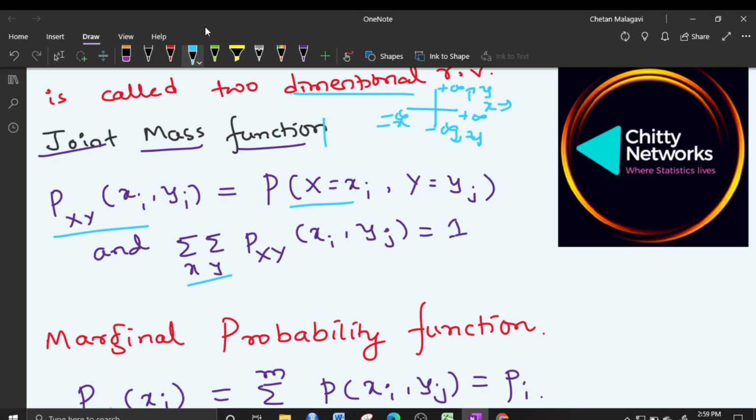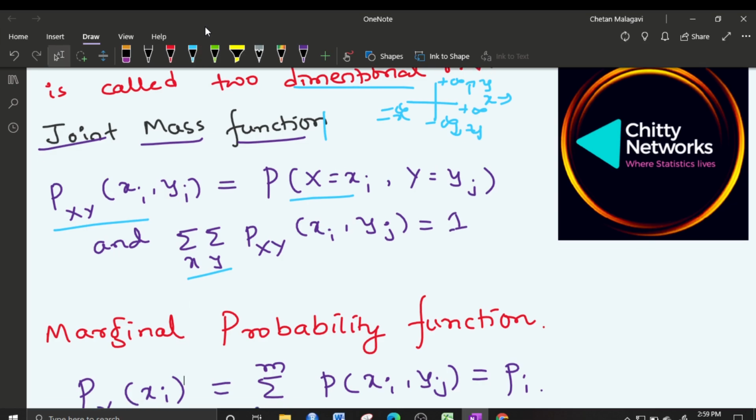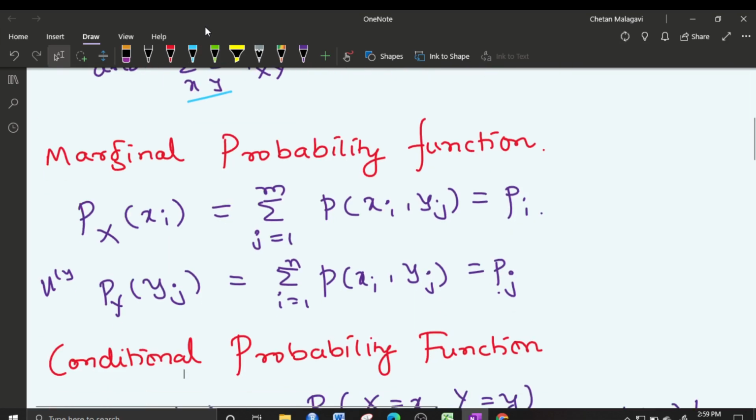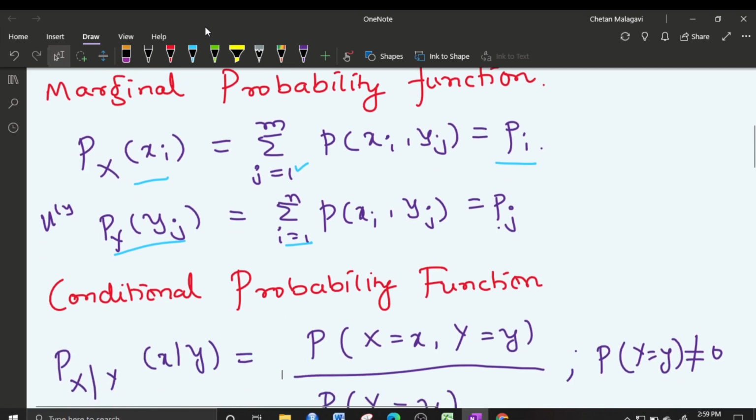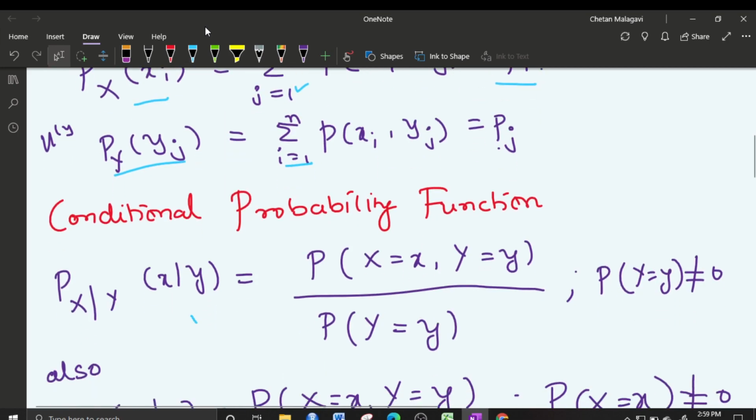Okay, and the marginal density is given by this. If you want the marginal density of X, then you should take the summation over j, that is summation over yj. So that is pi. And similarly, if you want the marginal distribution or the marginal probabilities of Y, then take the summation over x.